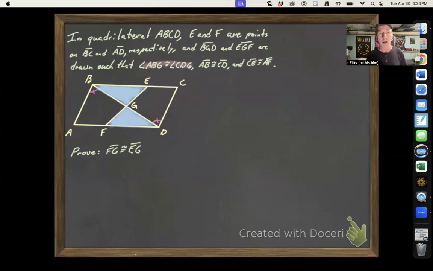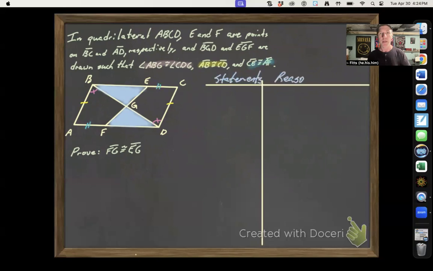Here we go. Let's start with the given information. So this angle here, ABG, is congruent to angle CDG. AB is congruent to CD, and it's helpful to mark up your diagram. Don't mark it with everything, just mark it with the things that you know. And then CE is congruent to AF. All right, so what are our statements and reasons? So the first statement is always going to be the given information. So if you're in doubt, just copy all of this information down.